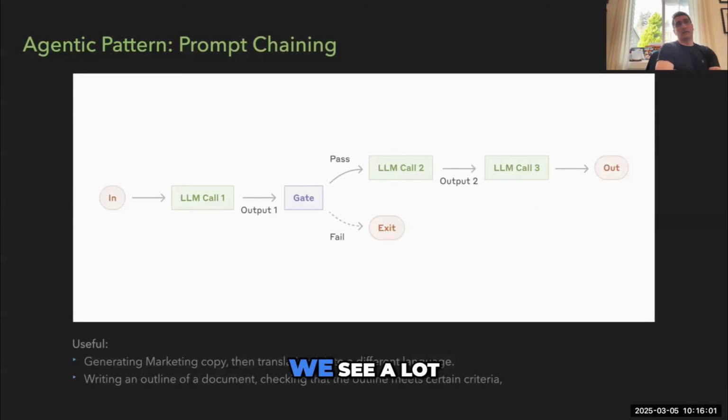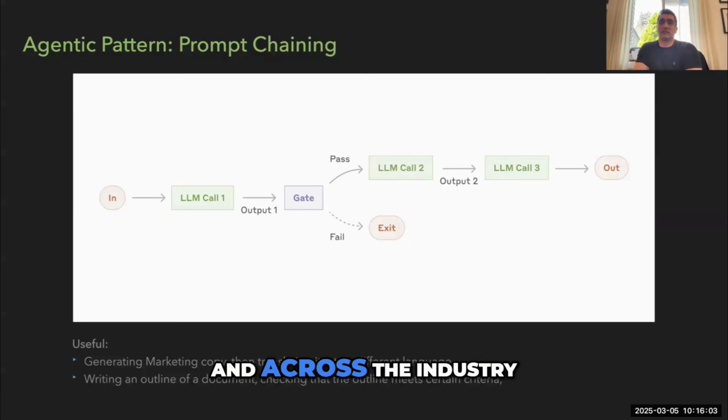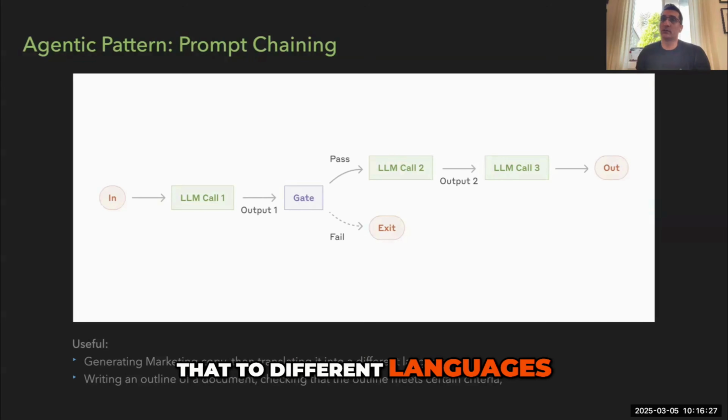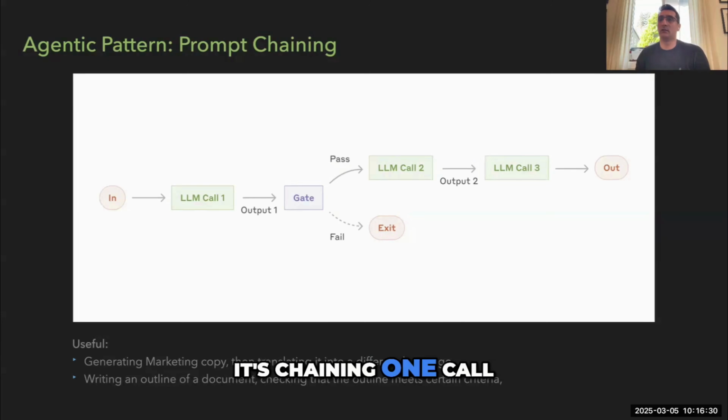The other pattern that we see a lot from our customers and across the industry is chaining, where one LLM call outputs to a gate, then passes that information to another LLM call or multiple LLM calls. This is a bit of a workflow. This is what I described a couple of slides ago. But imagine you're generating marketing copy, and then you're translating that into different languages. Guess what? It's chaining one call to the other call.